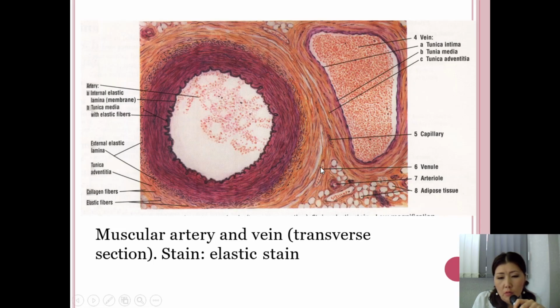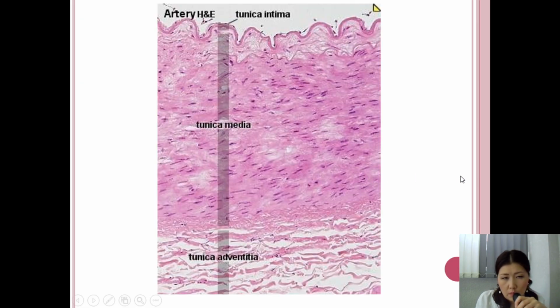This is venule, smaller vein, and the arteriole also smaller. And this is adipose tissue. Here, elastic stain, transverse section of muscular artery and vein. And here we can see more detailed structure of artery, wall of artery, hematoxylin and eosin stains.